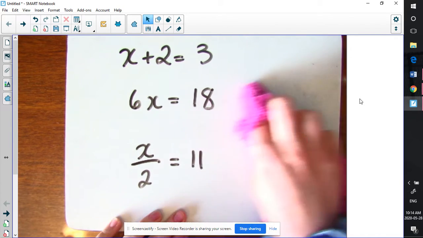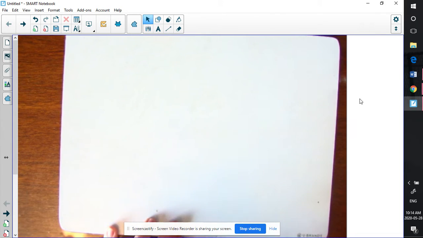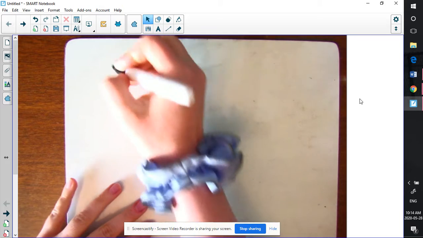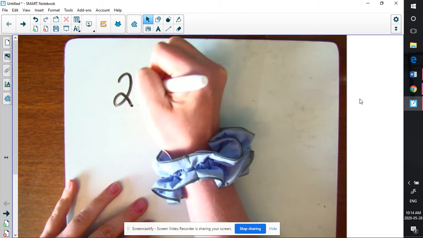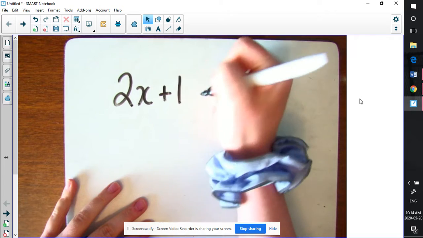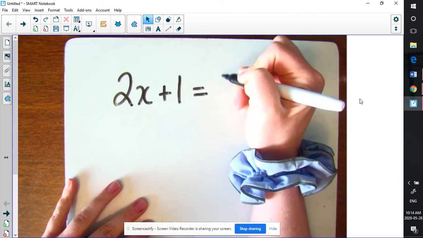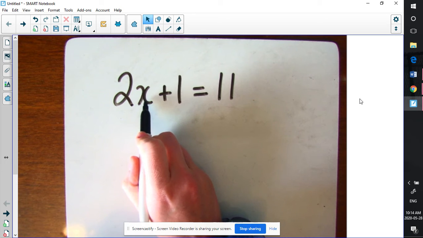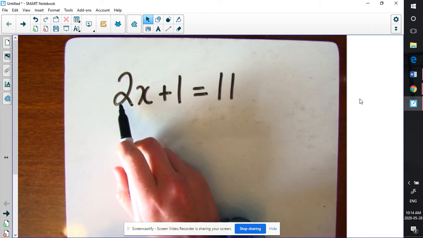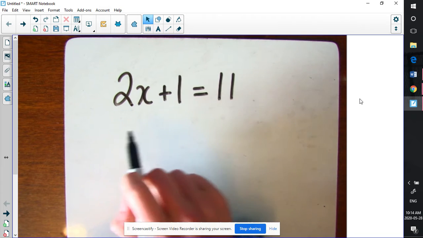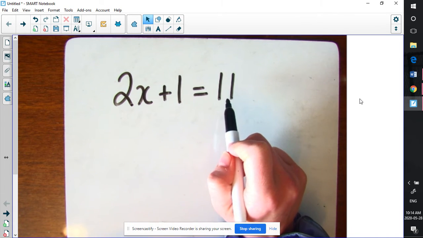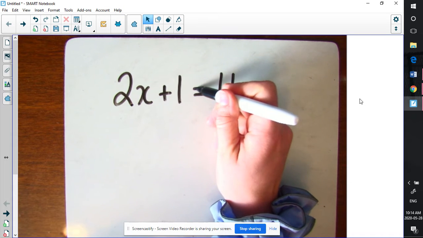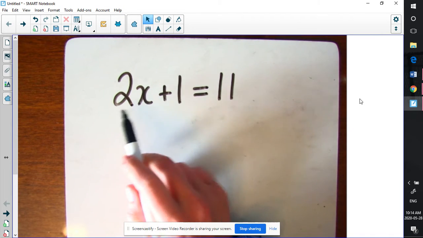So we're going to solve two-step equations. You guessed it right. That means it's going to take us 2 steps to solve them. So here's what they look like. 2x plus 1 equals, let's say, 11. Okay, so this is what it looks like. There's a variable. The number in front of the variable is called a coefficient. And then numbers by themselves are called constants. And then there's an equal sign. We're going to solve for what value of x will make this true.